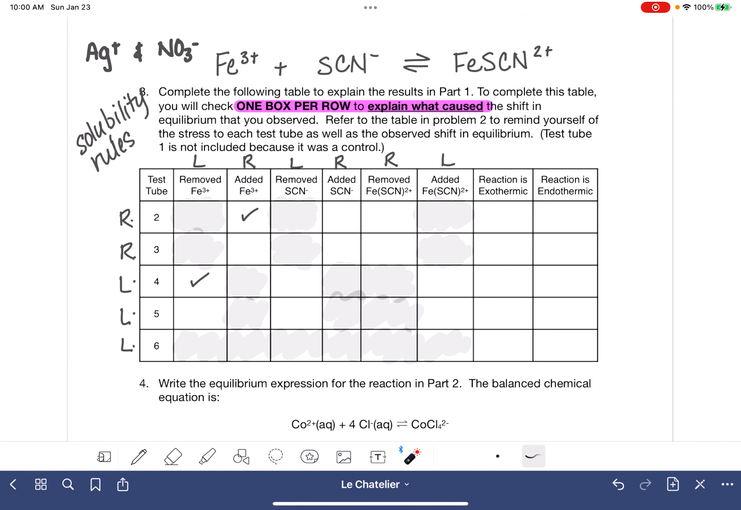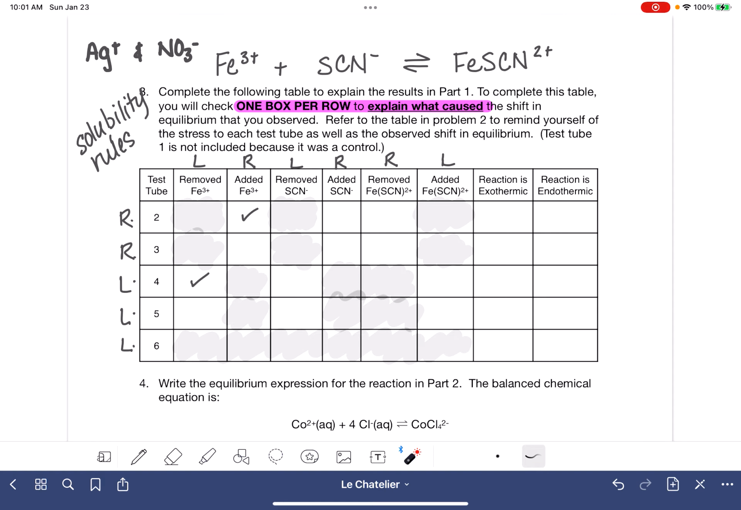Now, this last one down here, exothermic versus endothermic. We don't know if this reaction is exothermic or endothermic, but you are going to take your observed shift in equilibrium. And again, keep in mind that this is just hypothetical. This is not the right, right, left, left, left. This is not necessarily what you're going to observe. I just made these up. If the position of equilibrium shifts to the left, then what do you know about exothermic versus endothermic and shifting to the left versus shifting to the right?